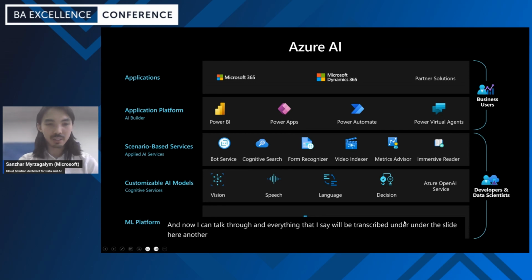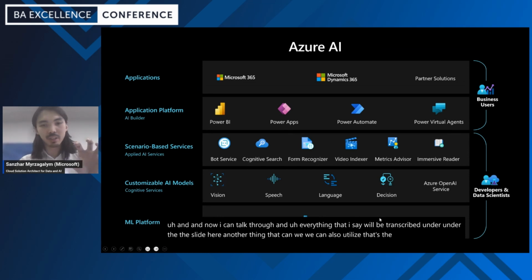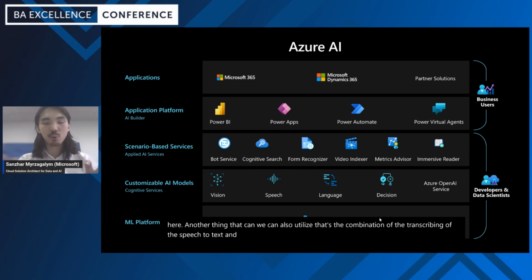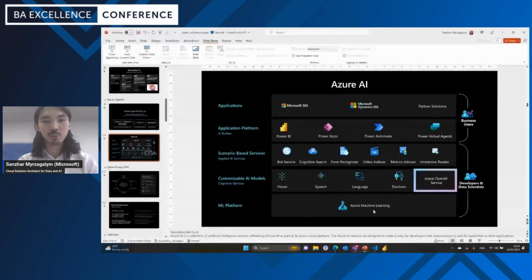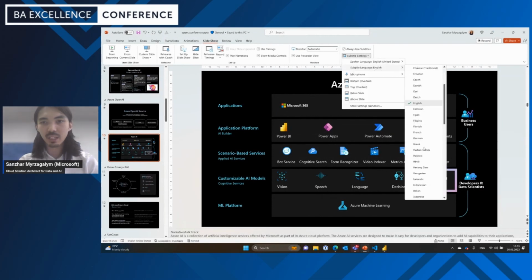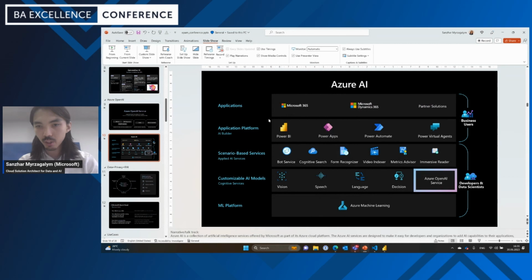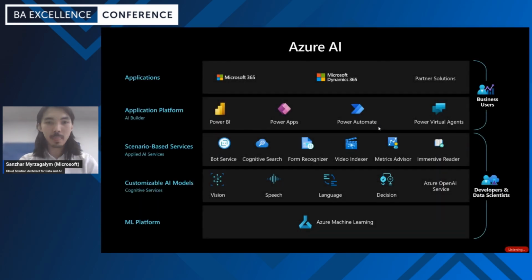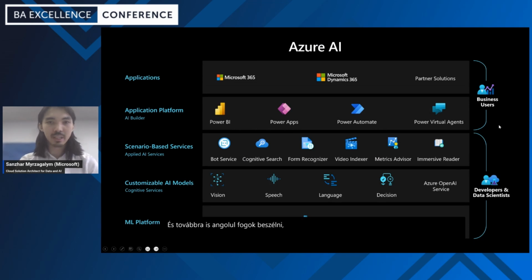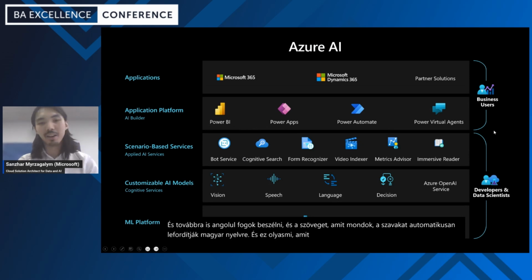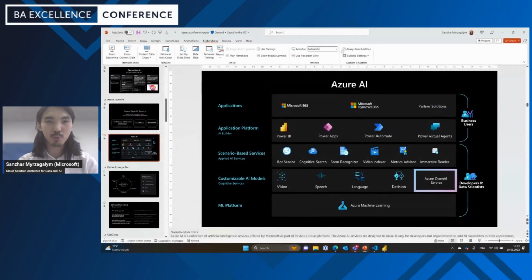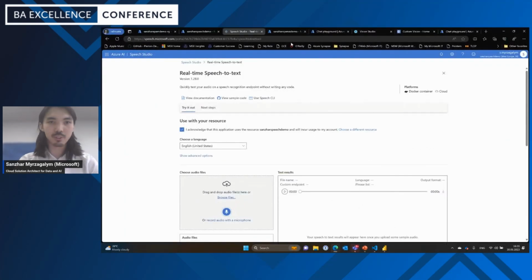Another thing that we can also utilize is the combination of transcribing speech to text and also the translation API. So the text translation API can also be added into that, and we can, for example, pick here Hungarian language, and I will continue speaking in English. And the words that I'm saying will be automatically translated into Hungarian. I mean, it's been around for quite a while, but this is the implementation of cognitive services into our day-to-day products. Yeah, so this is for the speech recognition.